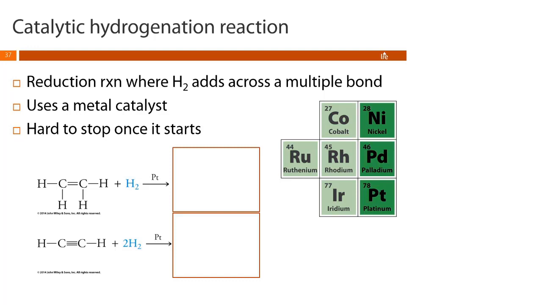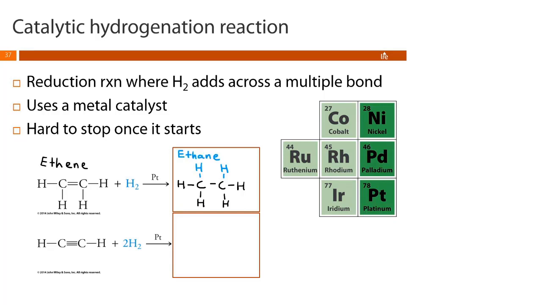Starting with the top reaction, we have a 2-carbon alkene, so that is ethene. We're going to break the double bond, and we're going to add a hydrogen to each previously double bonded carbon. And so our product, a 2-carbon alkane, would be ethane.